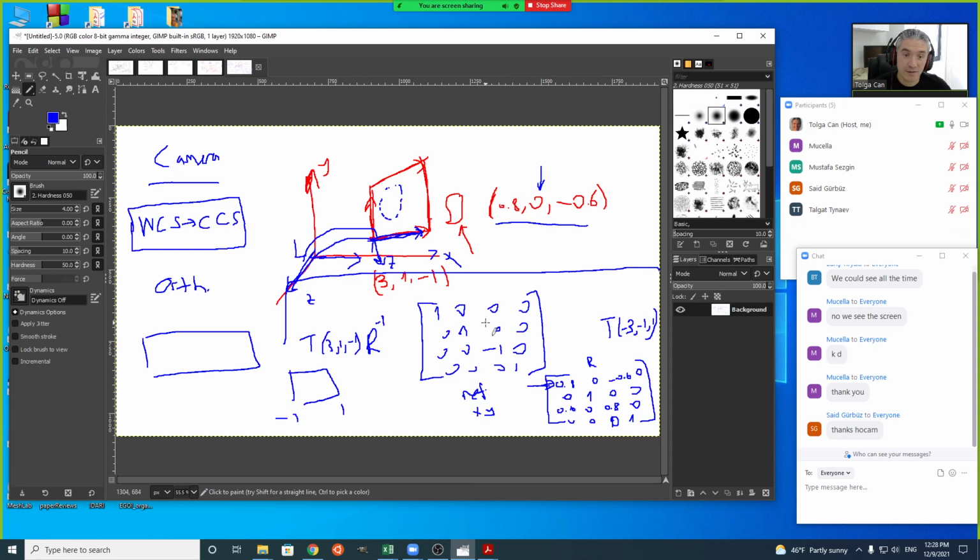See you all next Tuesday, our Tuesday class. We are going to continue with this rasterization, the forward rendering pipeline algorithm.